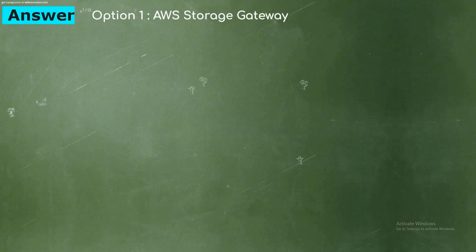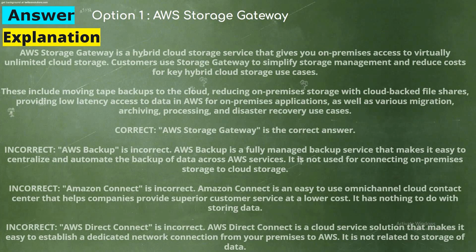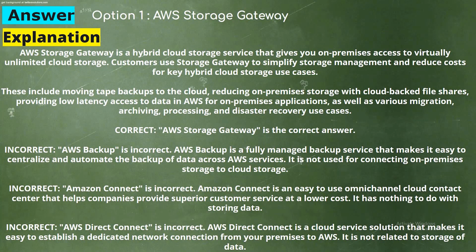AWS Storage Gateway. Explanation. AWS Storage Gateway is a hybrid cloud storage service that gives you on-premises access to virtually unlimited cloud storage. Customers use Storage Gateway to simplify storage management and reduce costs for key hybrid cloud storage use cases. These include moving tape backups to the cloud, reducing on-premises storage with cloud-backed file shares, providing low-latency access to data in AWS for on-premises applications, as well as various migration, archiving, processing, and disaster recovery use cases. Correct. AWS Storage Gateway is the correct answer.